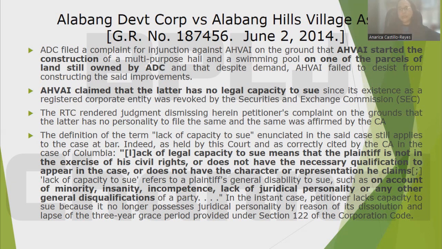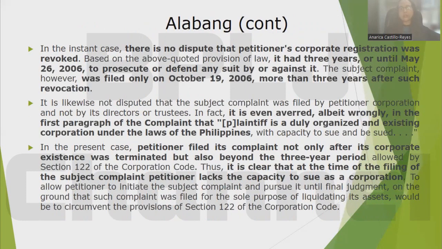Lack of legal capacity to sue means that the plaintiff is not in the exercise of his civil rights, or does not have the necessary qualification to appear in the case, or does not have the character or representation that he claims on account of minority, insanity, incompetence, lack of juridical personality, or any other general disqualifications. In this case, there is no dispute that petitioner's corporate registration was revoked. It had 3 years to prosecute or defend any suit by or against it. The subject suit was filed, however, more than 3 years after the revocation of the SEC registration. Petitioner filed its complaint not only after its corporate existence was terminated, but also beyond the 3-year period. It is clear that at the time of the filing of the complaint, petitioner lacks the capacity to sue as a corporation. So it is dismissible.